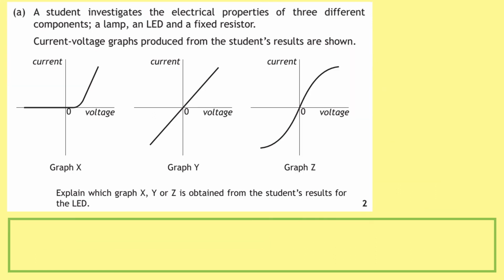Let's look at another question. A student investigates the electrical properties of 3 different components, a lamp, an LED, and a fixed resistor. Current voltage graphs produced from the student's results are shown. Explain which graph, X, Y, or Z, is obtained from the student's results for the LED. Let's think about what LED stands for. An LED is a light-emitting diode.